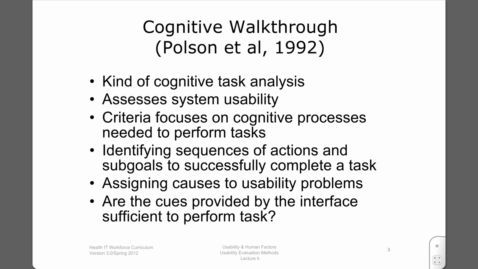The criteria of the analysis focus on cognitive processes needed to perform tasks. It involves identifying sequences of actions and sub-goals to successfully complete a task, and assigning causes to potential usability problems. The key question is whether the cues provided by the interface are sufficient to perform the task. The alternative is that the user will have to wander through a more complex space, expending greater time, effort, and cognitive resources.